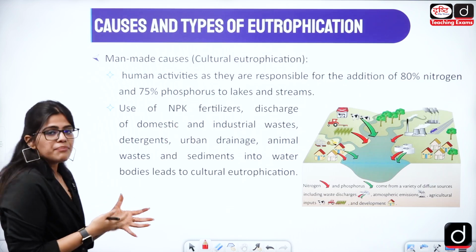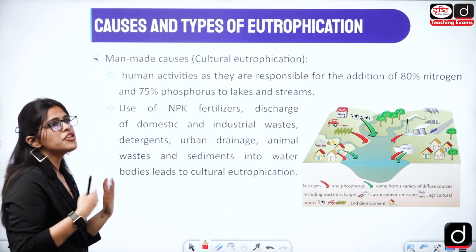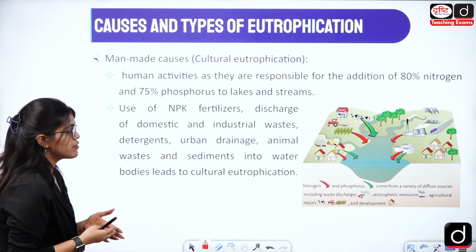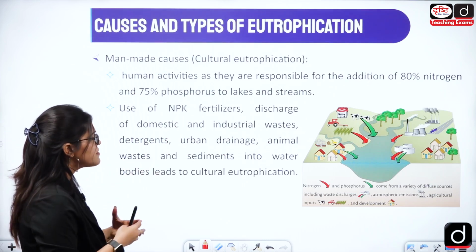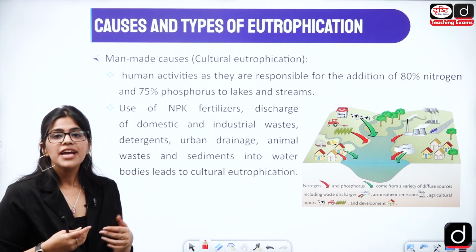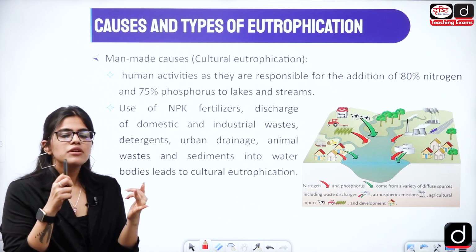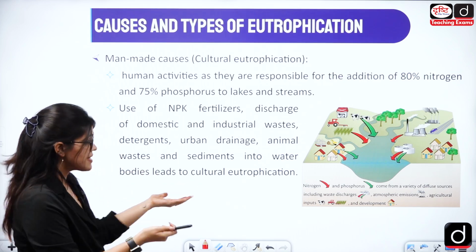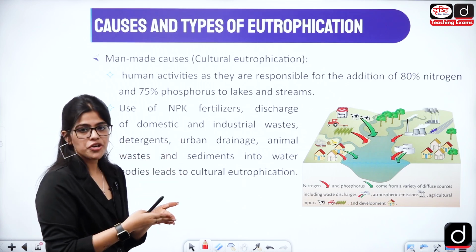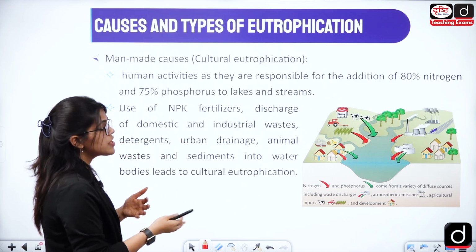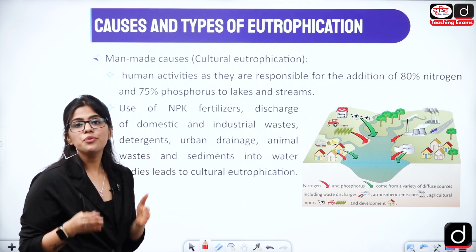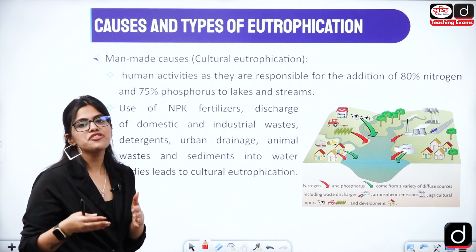There can be man-made causes, the anthropogenic causes. We as humans are increasing the amount of nitrogen and phosphorus; we are adding these things to the water body. It can be from the factories, from household residents. So there can be different sources, and these wastes are discharged in the water. When these wastes are discharged, the conditions of the water body change, it can turn into an unfit water body, and eutrophication can happen.